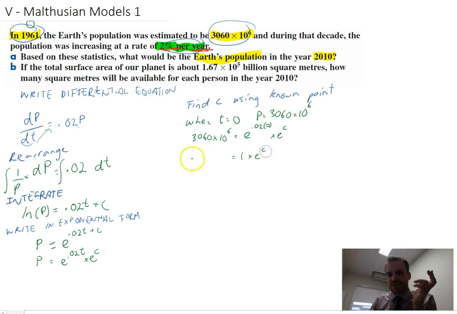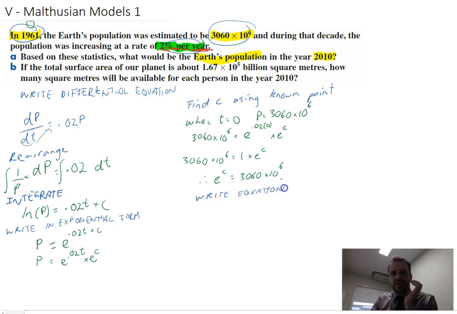Now, by subbing in 0, e to the whatever is going to be 1. And now we know that e to the c is equal to 3,060 times 10 to the 6. Now, I said we were going to find c, but we don't really need to find c. E to the c is good enough because e to the c is just a number. Now we can just write that finished equation. P equals, now I'm just going to change the e to the c and the 0.02 around. So I'm going to put e to the c at the front, which is 3,060 times 10 to the 6, and multiply by e to the 0.02t.